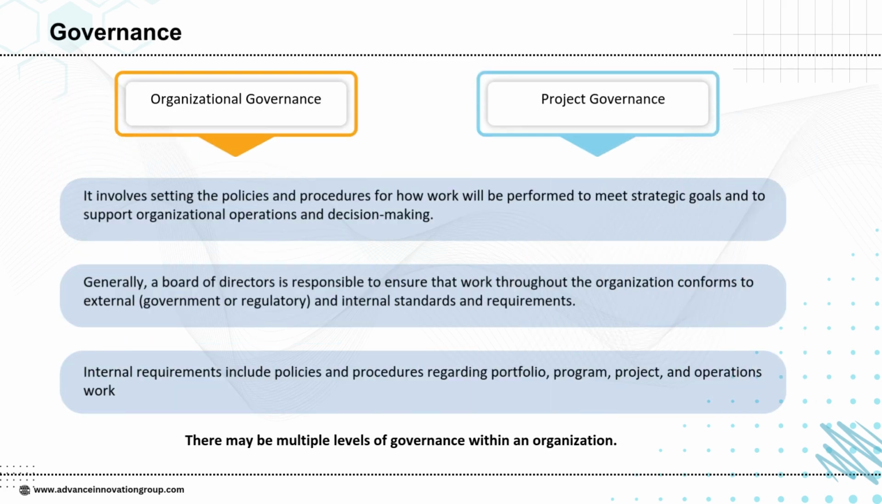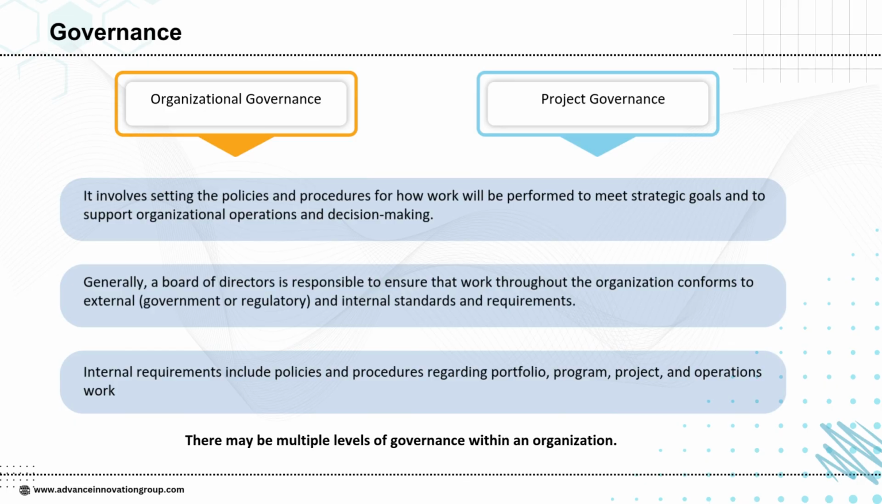Organizational governance focuses on setting the policies and procedures that guide how work is carried out to achieve strategic goals and support effective decision-making. It ensures that the organization operates in alignment with both external requirements, such as government or regulatory standards, and internal standards established by leadership.